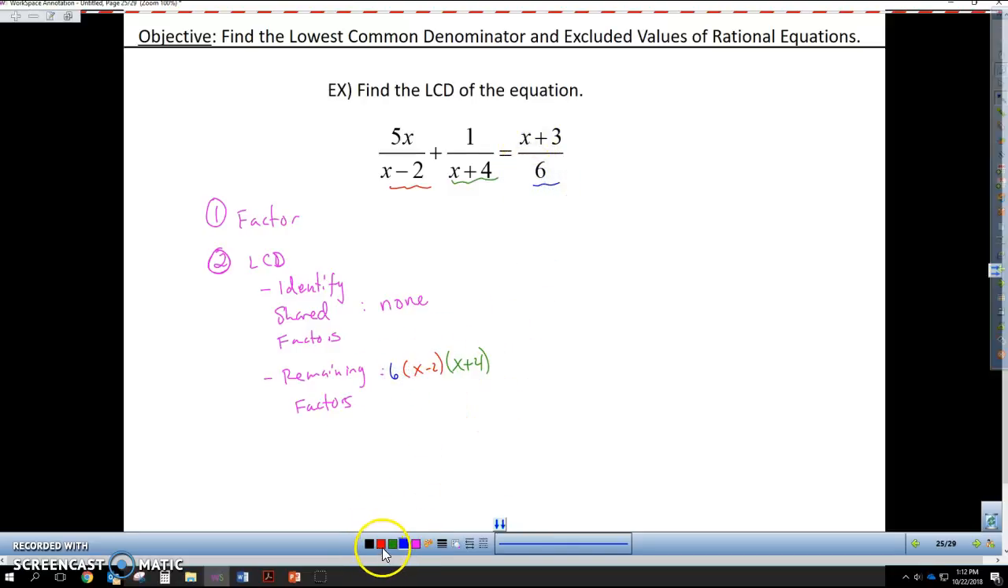So therefore, our LCD is just the product of all of these. So I could say LCD is 6 times x minus 2 times x plus 4. And that's it. That's our LCD.